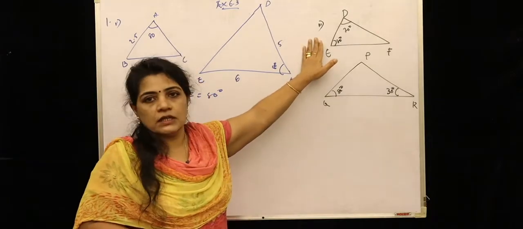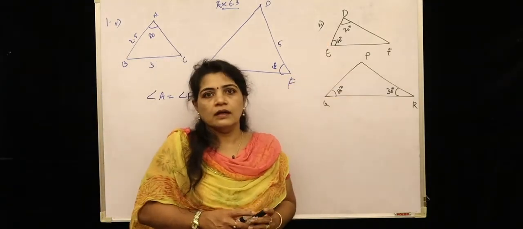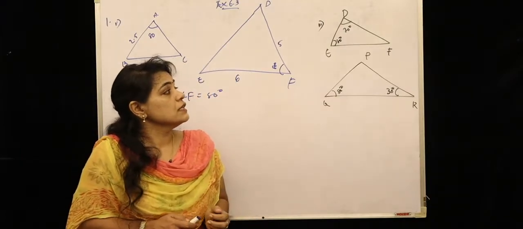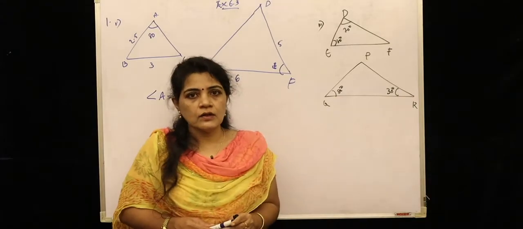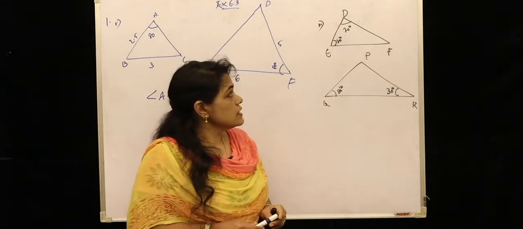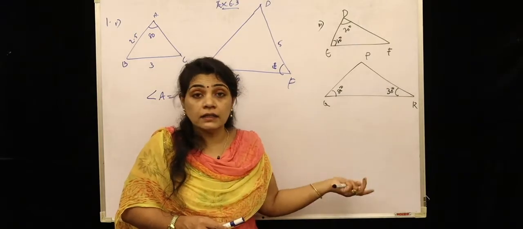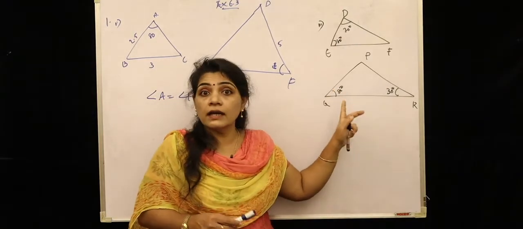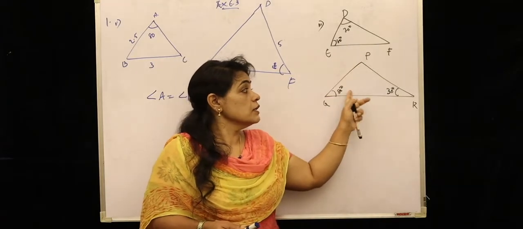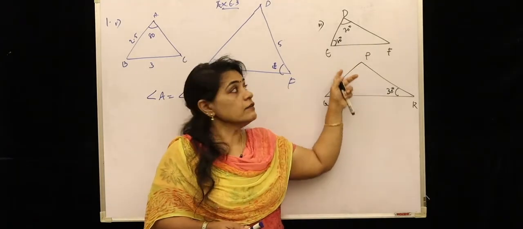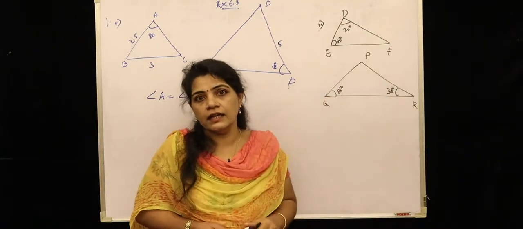Now the sixth question. Here we have triangle DEF and triangle PQR. See here, this question is in terms of angles, and two of the angles are given. One is 70 and one is 80. Here it is 80 and 30. Don't simply look at it and write that they are not similar because these two angles are different. Here one is 80, one is 30. Here it is 80 and 70 degrees.